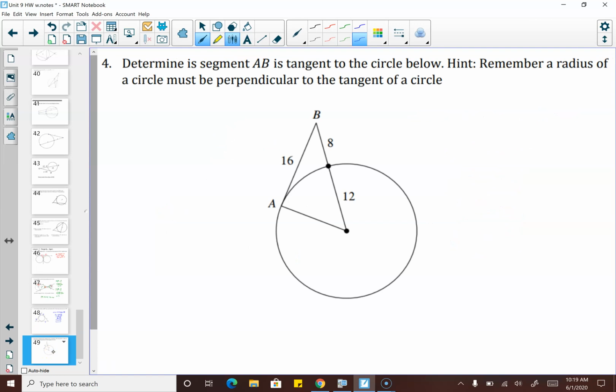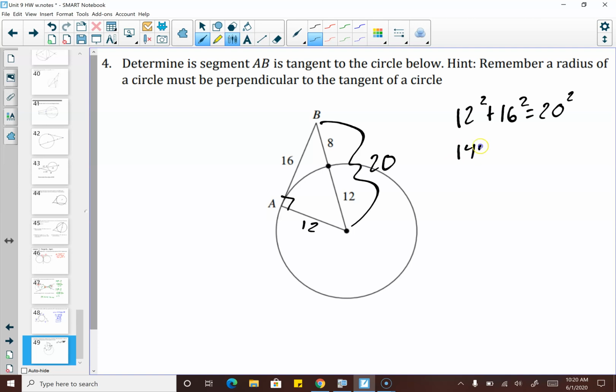Determine, is segment AB tangent to the circle below? So now what we want to do is, if AB were to be tangent, that means that this has to be a right angle, and therefore we should be able to figure out, if this radius is 12 and this radius is 12, if we add those together, this is 20. We should be able to do Pythagorean theorem and have 12 squared plus 16 squared equal 20 squared. Okay, so our Pythagorean theorem should check out here if this is going to be tangent, because if it's tangent, it will form that right angle.